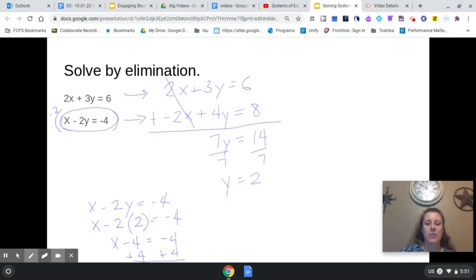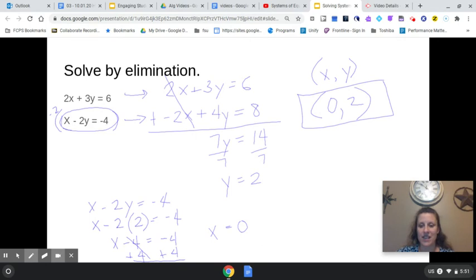We get x on the left side, and negative 4 plus 4 makes 0. So our point of intersection, or our solution to this system, is at the coordinate 0, 2. Remember to put those in order, x, comma, y. So that is the solution to this system using the elimination process. All right, let's take a look at another example.